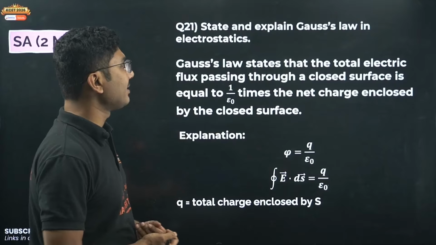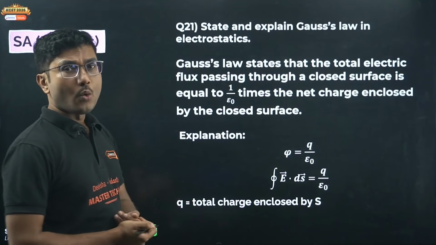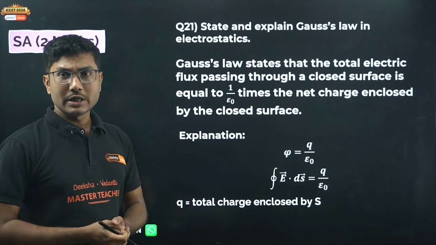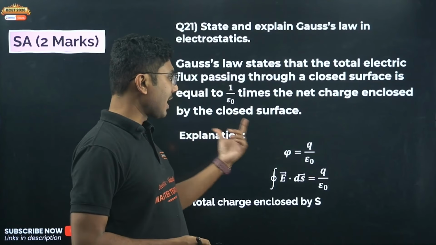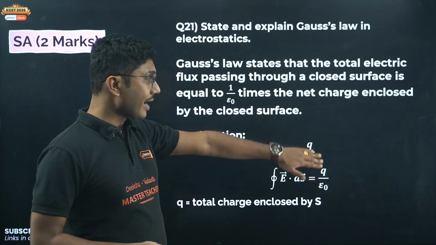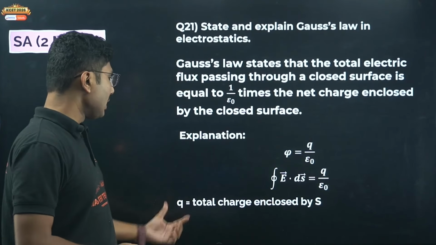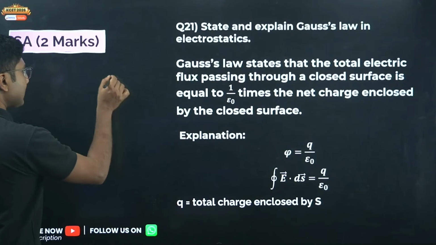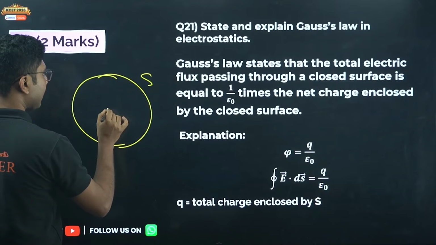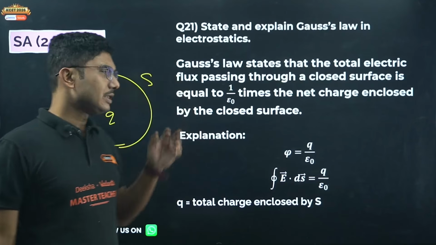Gauss's law states that the total electric flux passing through a closed surface is equal to 1 by epsilon naught times the net charge enclosed by the closed surface. And its explanation is phi equals q by epsilon naught. This is the flux through the surface, or closed integral of E dot ds equals q by epsilon naught. Q is the total charge enclosed by the surface. So here you have to draw a surface, name it S, and show the charge inside the surface as Q. Okay, so this is the total charge enclosed by the surface.